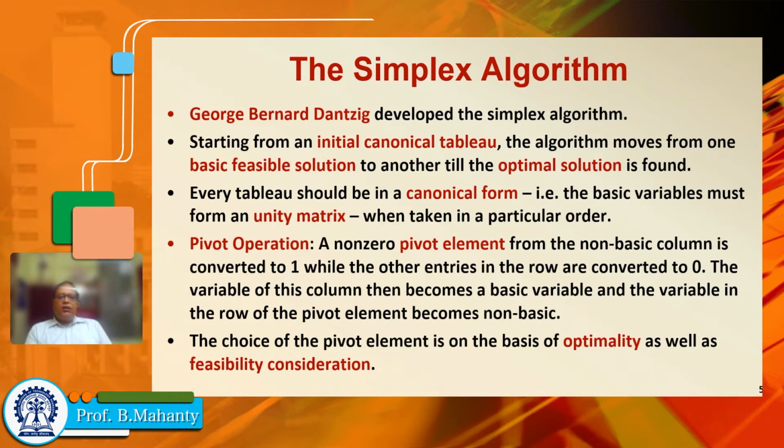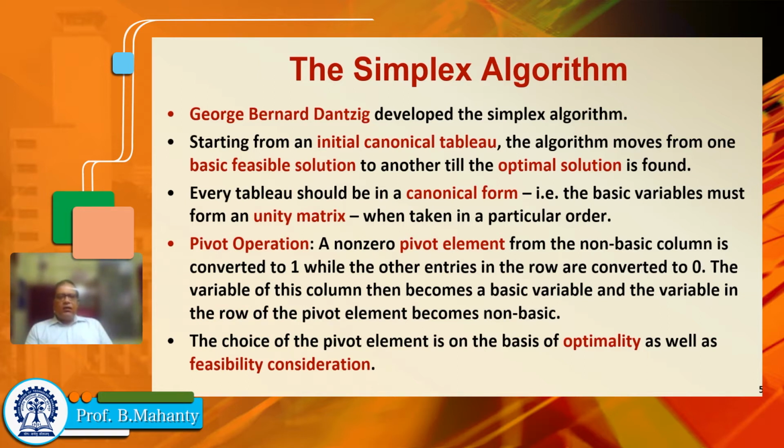So when one variable leaves the basis and one non-basic variable enters the basis, we have another set of basic variables which should be again restored to the canonical form, and that is done by the pivot operation. A non-zero pivot element from the non-basic column is converted to 1, while the other entries in the column are converted to 0.